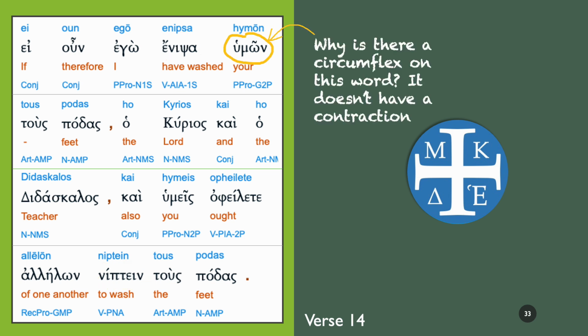But we have the personal pronoun humōn there. Why does this one have a circumflex if it doesn't have a contraction? As I said earlier, circumflexes are also used for the genitive.